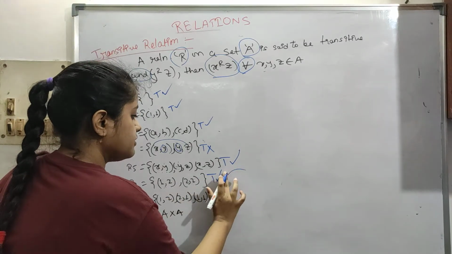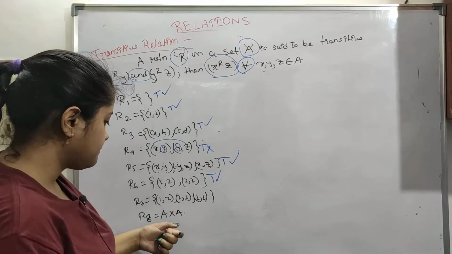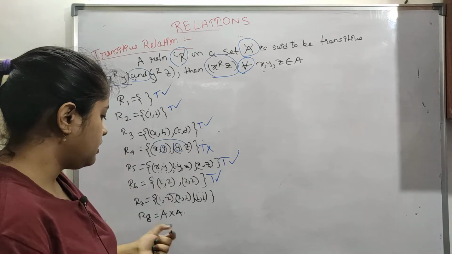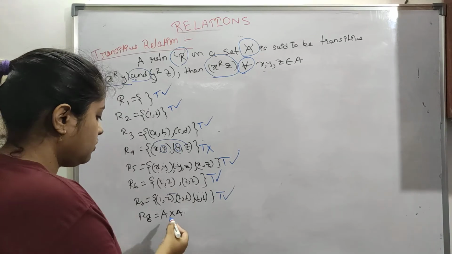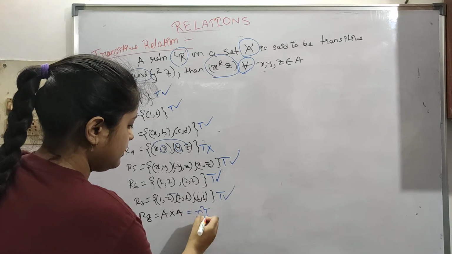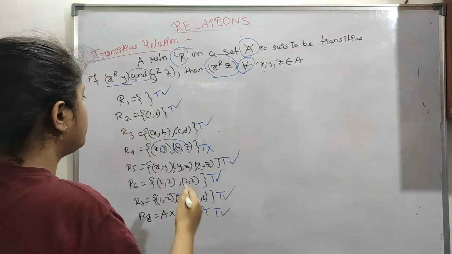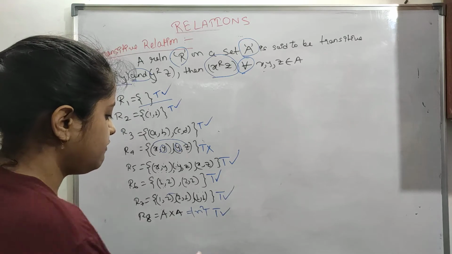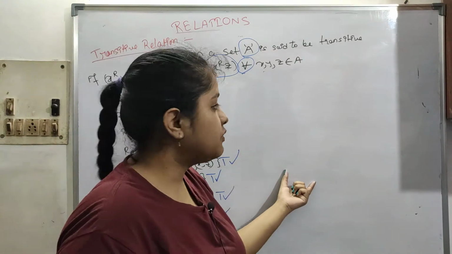Next is R7: (1, 2), (2, 1), (1, 1). So (1, 2) is present, this is common, so (1, 1) has to be present, and it is also present. So then it is true. R8 is A cross A, so this is the whole, this is everything. Everything means n square is the cardinality, so everything is already present, so this is transitive. The smallest is where nothing is present, and the highest is n square, everything is present, so this is transitive.